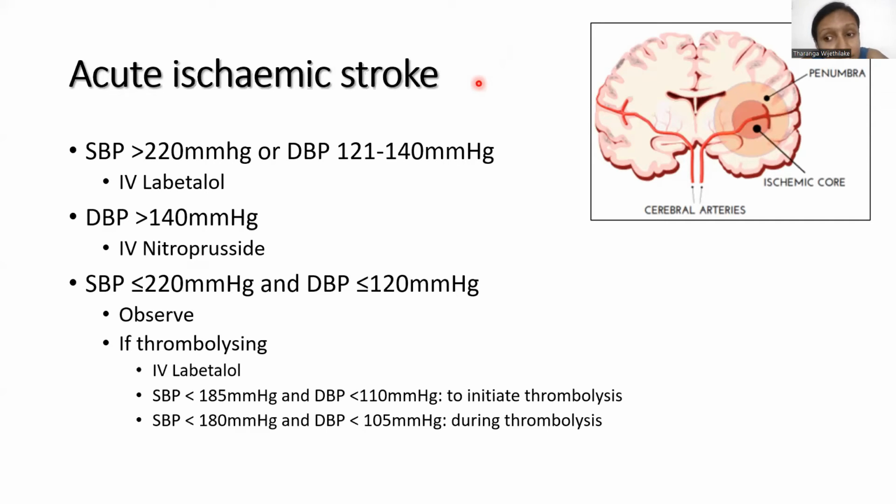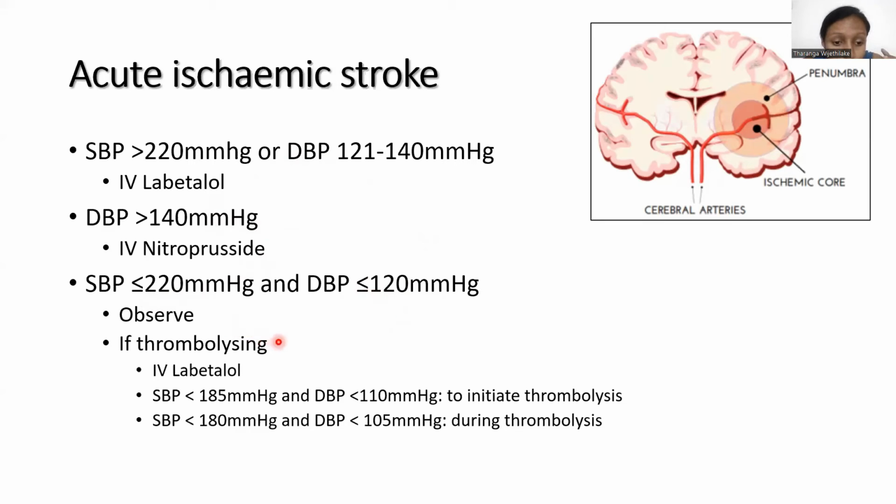Having said that, if your numbers are very bad, like about 220, you need to treat them. If you're thinking of thrombolysis, you need to get the blood pressure down to a safe level. But you don't go for a tight control of blood pressure. If the systolic blood pressure is above 220 or the diastolic is above 121 to 140, these are high numbers. Go for IV labetalol. If only your diastolic is high, you could try nitroprusside. If your systolic blood pressure is less than 220, diastolic less than 120, you can observe.